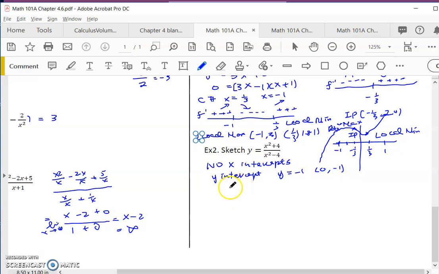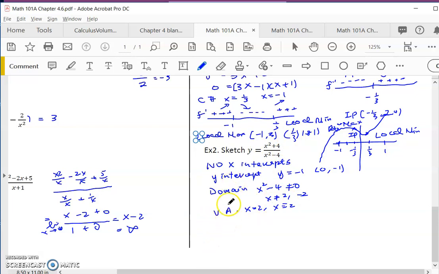We have one point. And then what's the next thing? Domain: you cannot divide by 0, so x squared minus 4 cannot be 0. That means x cannot be 2 or negative 2, because when you take the square root it's 2 and negative 2. So these two are actually vertical asymptotes. The vertical asymptotes are x equals 2 and x equals negative 2, because nothing cancels. There's no hole in this particular graph.